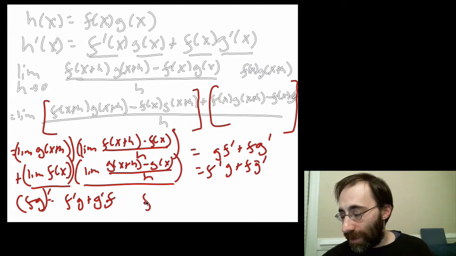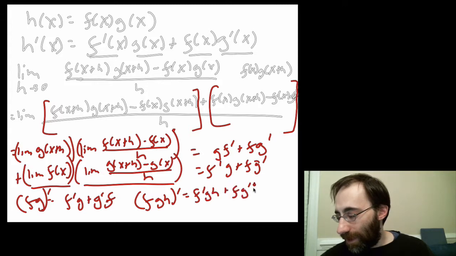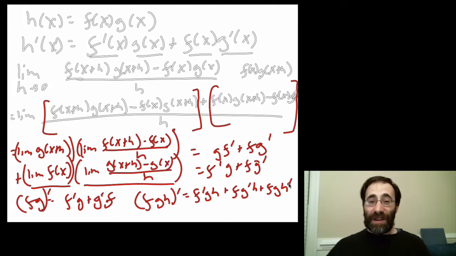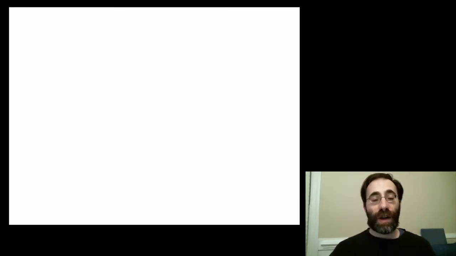If there's three terms, you get f prime g h plus f g prime h plus f g h prime, and you can do that as many times as you want, right? So the product rule is actually pretty convenient in that fashion. You just make sure everything is differentiated at least once. So that is it for the product rule. We'll do one example and then talk about the quotient rule.